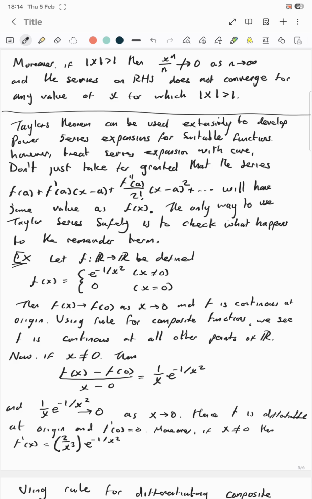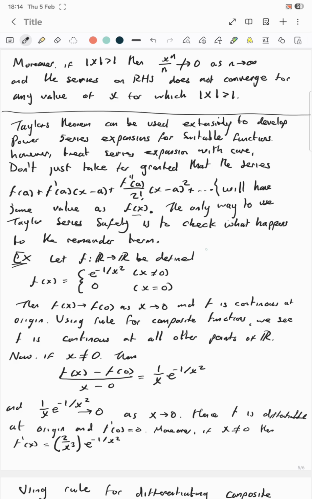Taylor's theorem can be used extensively to develop power series expansions for suitable functions. However, you must treat every series expansion with care. Don't take the series for granted. Don't take for granted that the series given here will have some value as f of x. The only way to use Taylor series safely is to check what happens to the remainder term.